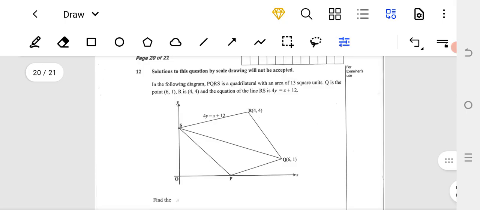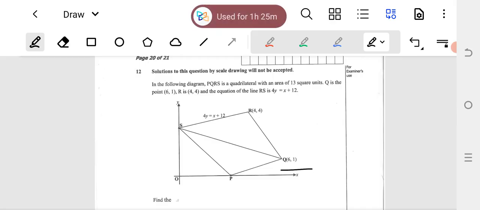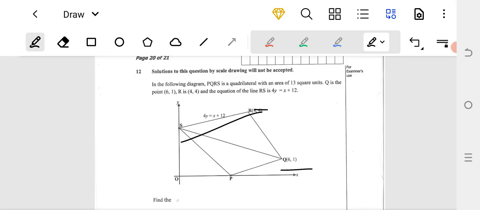Okay, then question 12 says, solutions to this question by scale drawing will not be accepted. In the following diagram, PQRS is a quadrilateral with an area of 13 square units. Q is the point (6, 1). That's your Q. Then they're saying R is (4, 4). That's your R. Then RS, which is this line here, is 4y = x + 12.